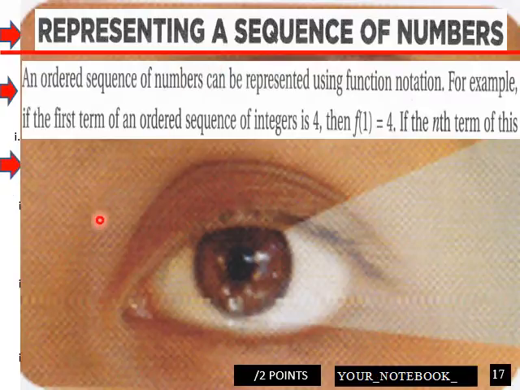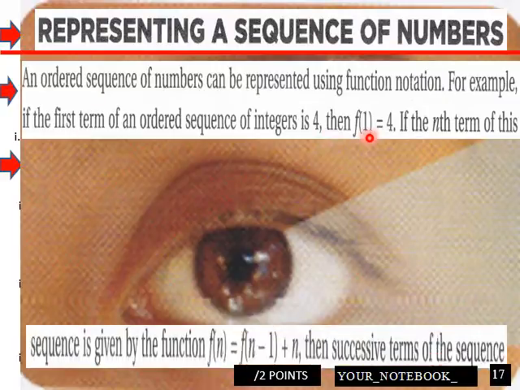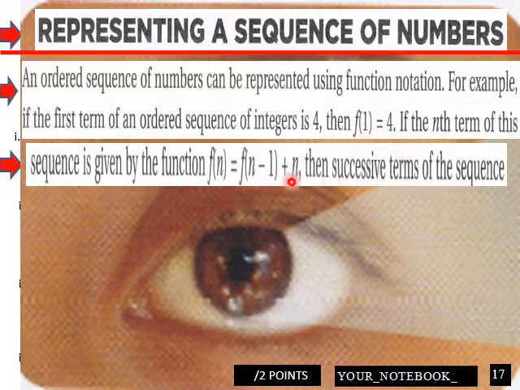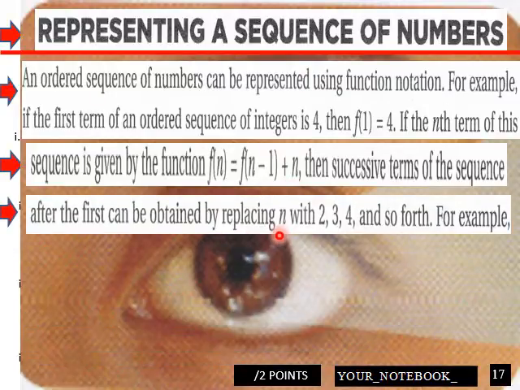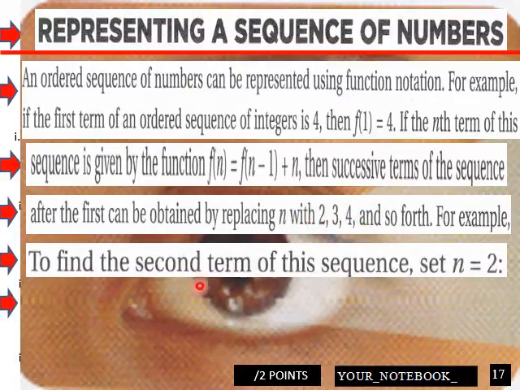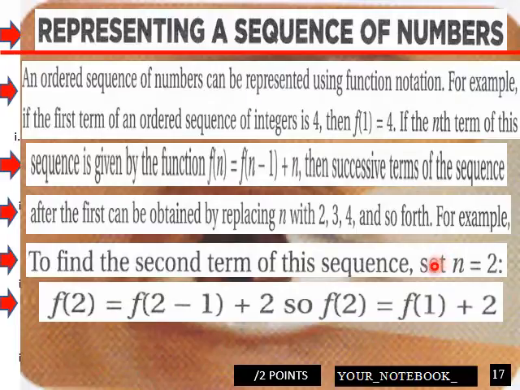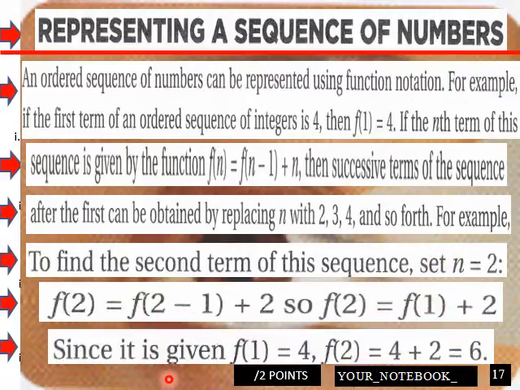Representing a sequence of numbers. For example, if the first term of a sequence of integers is 4, then f of 1 equals 4. If the nth term of the sequence is given by the function f of n equals f of n minus 1 plus n, then successive terms of the sequence after the first can be obtained by replacing n with 2, 3, 4, and so forth. For example, to find the second term of this sequence, set n equals 2, and we plug in 2 here. Since it is given that f of 1 equals 4, f of 2 would be 4 plus 2, which would equal 6.